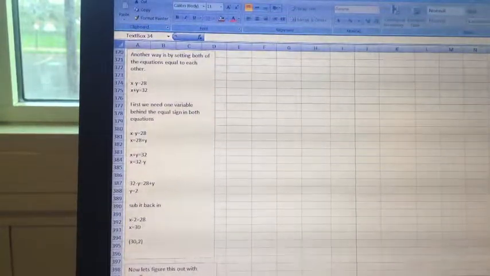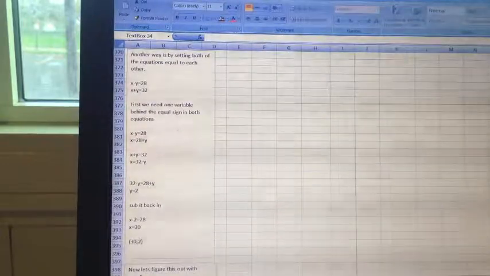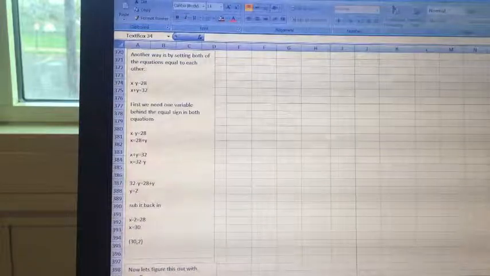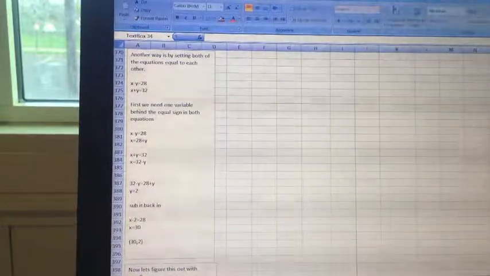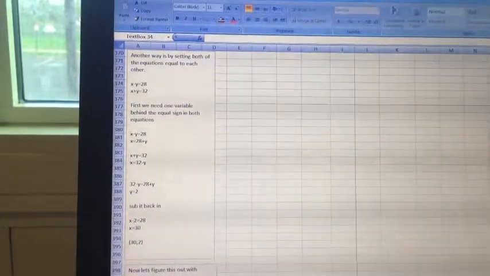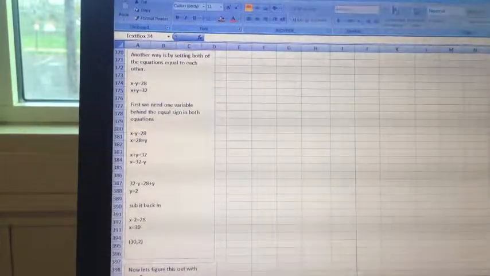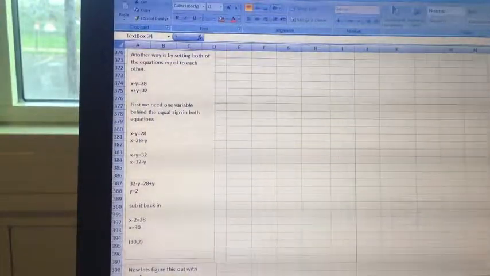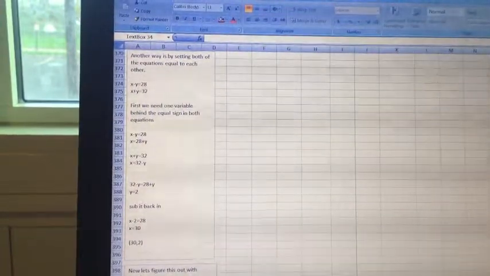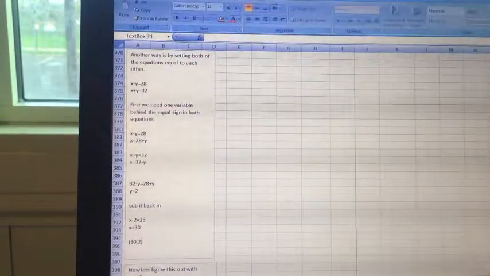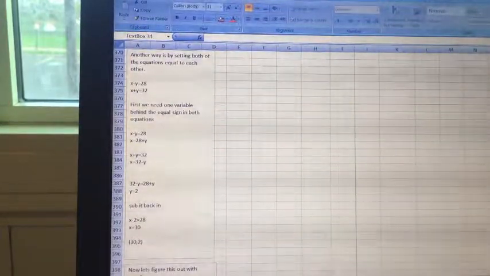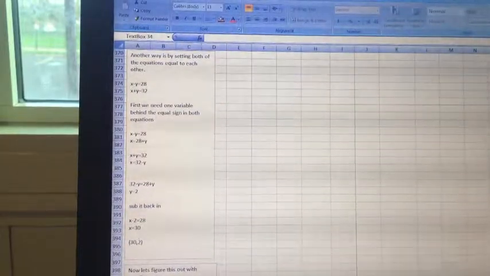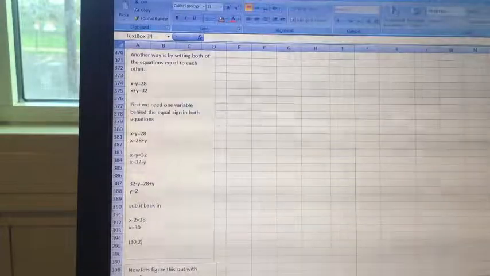Then we're going to do it with the equation x plus y equals 32. We're going to solve for x, and we get x equals 32 minus y. Then we're going to get rid of the x's for a minute, and we're going to take both of those equations that we just got and set them equal. So we get 32 minus y equals 28 plus y. Then we solve for y, and we get y equals 2. And then again, we're going to substitute it back into our first equation. We put the 2 in for y, we solve for x, and we get x equals 30. And then we have again our point 30 and 2.